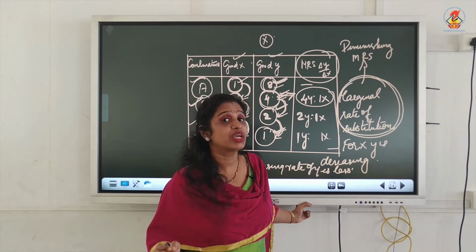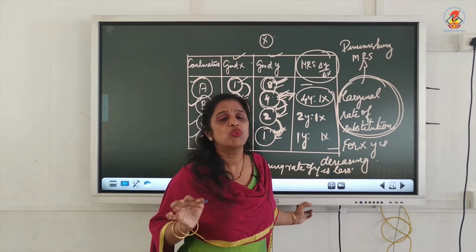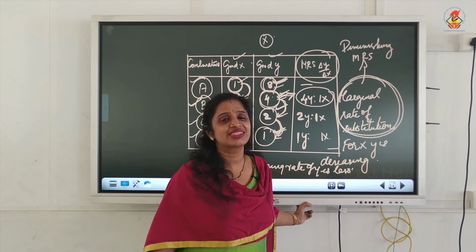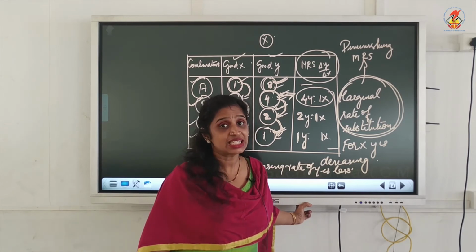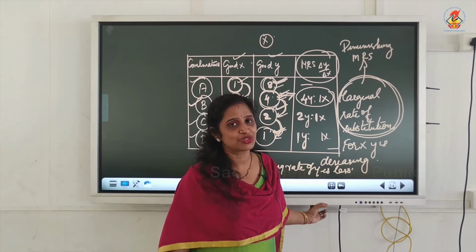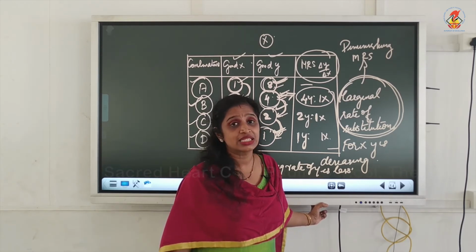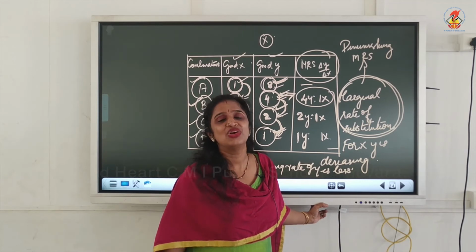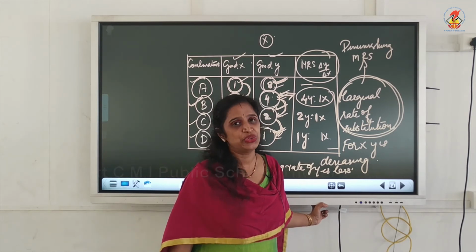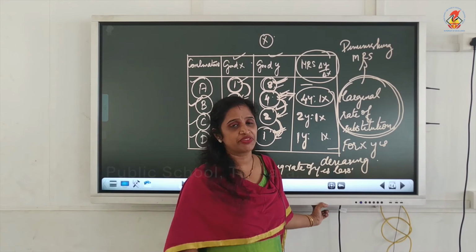If more and more y is sacrificed, what will happen? y will become 0. It is not a realistic situation. That is diminishing marginal rate of substitution. Therefore, diminishing marginal rate of substitution is indirectly due to the law of diminishing marginal utility. That is the observation from the table.